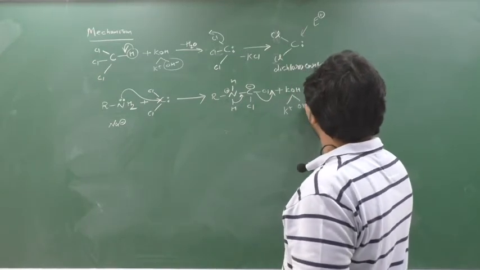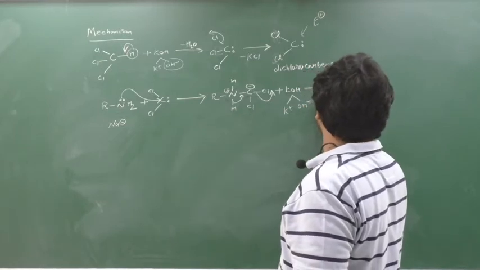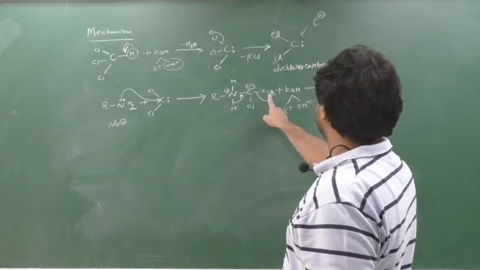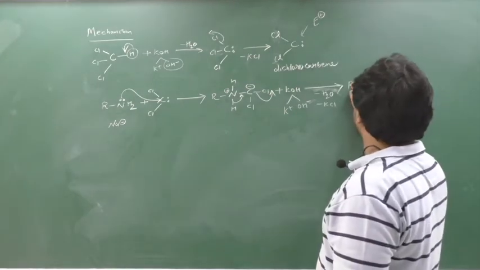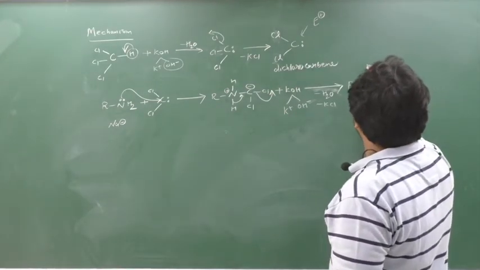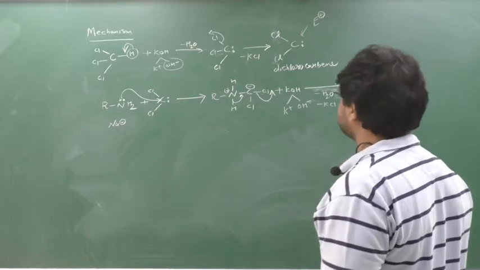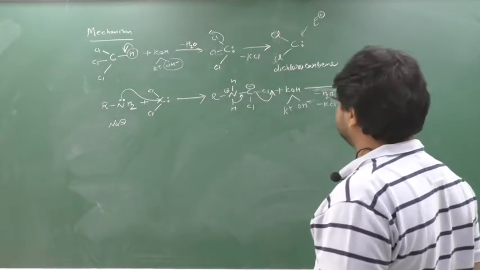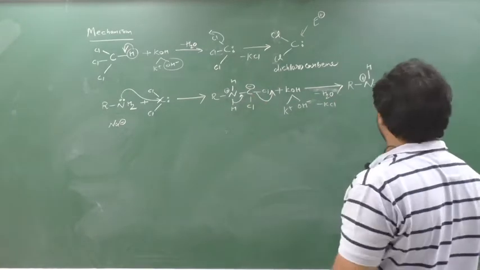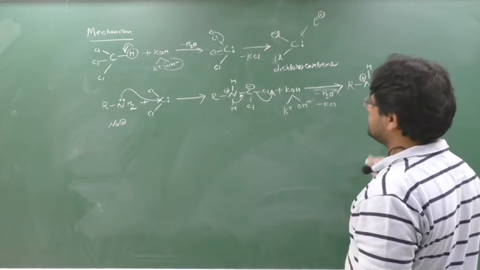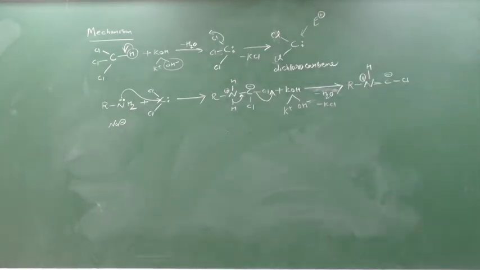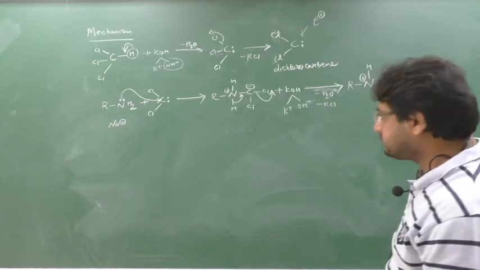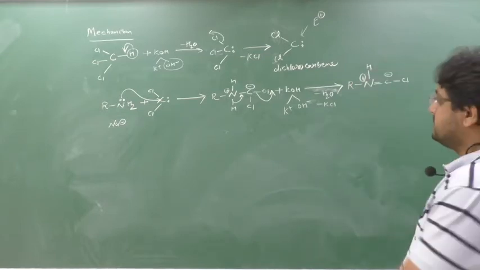This H is removed as H plus to form H2O, and this Cl is removed as Cl minus to form KCl. So what answer will come? Answer will come here: R, N, H, plus remains as it is. Double bond, yes or no? Because the bond is shifted here. Double bond, C minus as it is, and Cl is removed as Cl minus, so it will form here Cl. Because Cl minus has gone. Clear? Done, beta? This is the first step.